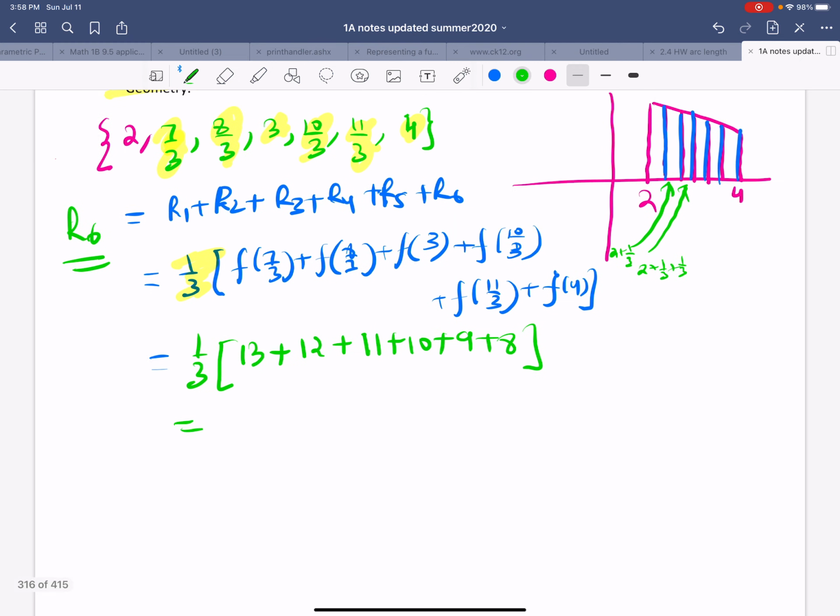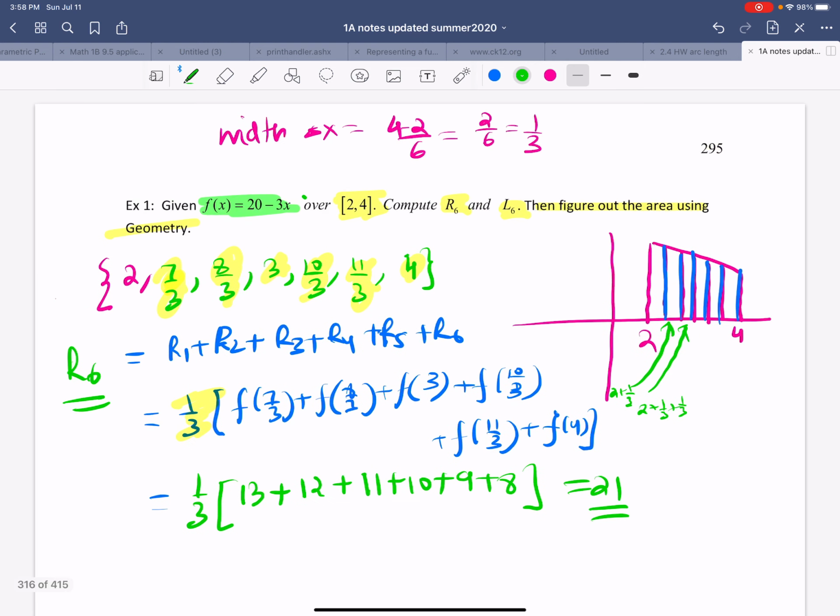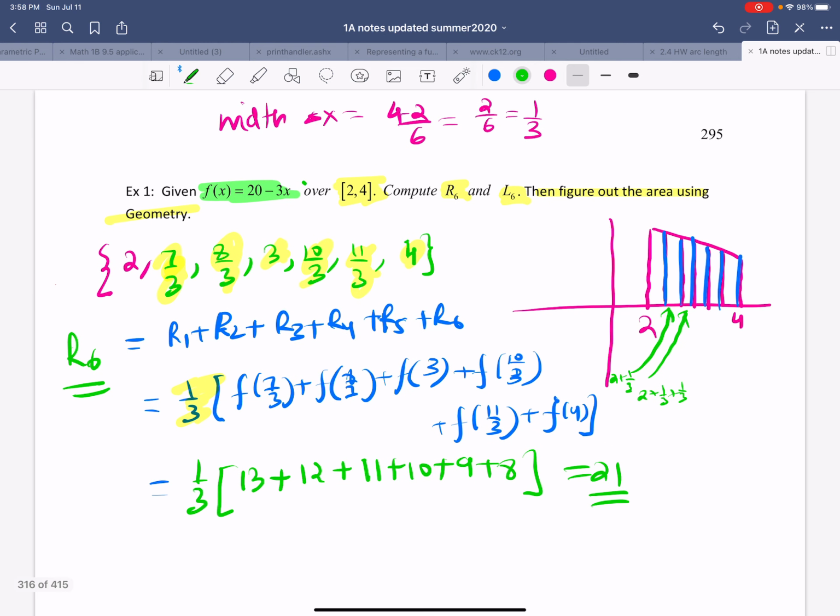So that turns out to be 1/3 times 13 plus 12 plus 11 plus 10 plus 9 plus 8, which is equal to, divided by 3, 21. So that's our estimation. We are estimating the area under the curve is approximately 21.